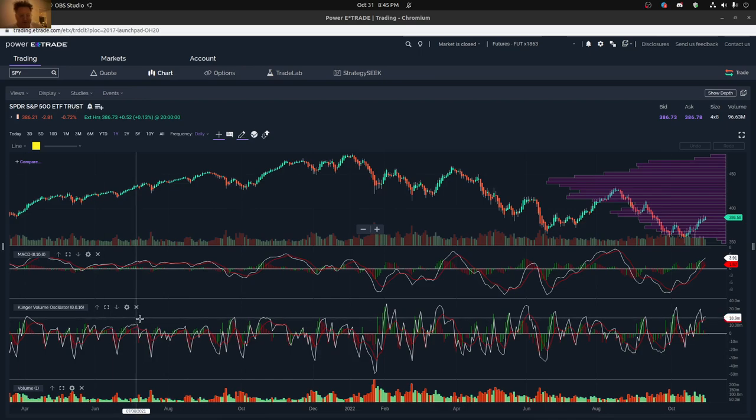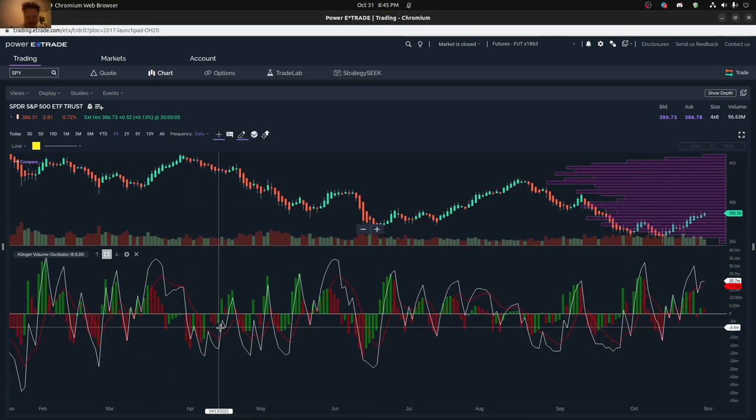So one of my favorite indicators to use is the Klinger volume oscillator, or the Klinger oscillator. On a simple chart, a lot of people use MACD. It looks very similar to the MACD, but it uses just the volume. So I'm going to zoom in here and show you how this works.